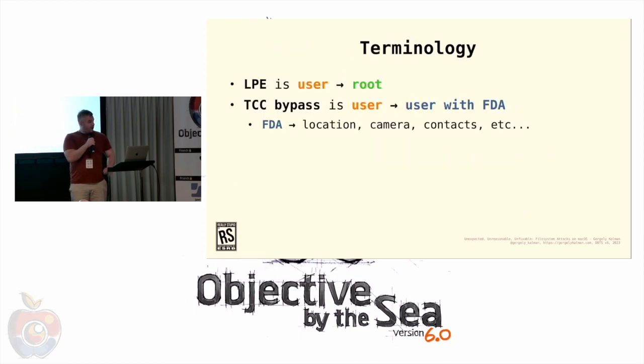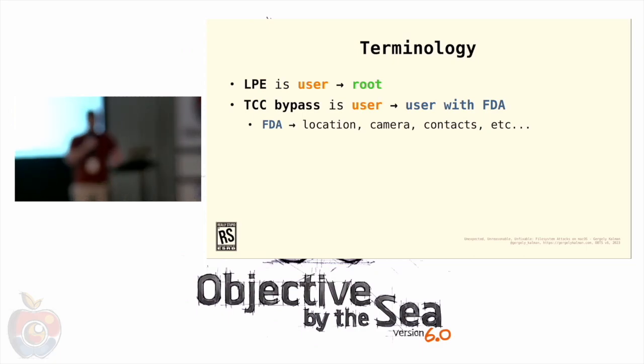I'm going to use LPE as a classic user-to-root LPE, and TCC bypass as going from user to a user who has full disk access. That's good because you can access camera, location, contacts, and whatnot.